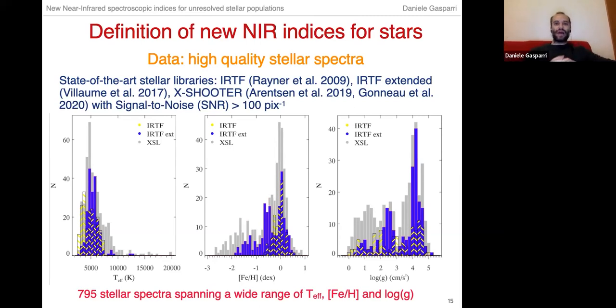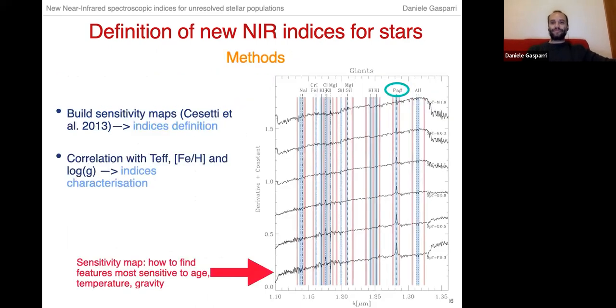A very useful library was the X-Shooter library, released just 1 year after the beginning of my PhD. Here you can see the distribution of the stars in temperature, metallicity, and surface gravity. Thanks to the X-Shooter library, which is the gray histogram, we have a very wide parameter coverage in temperature, metallicity, and surface gravity. So we can test our spectroscopic indices over a very wide range of parameters.